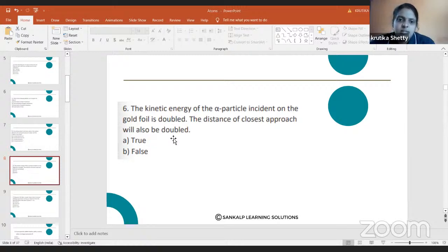Yes, Harshita is right. Purvi, Varun, yes. Correct, correct. This option B is false. When the kinetic energy is becoming double, the distance of closest approach is becoming half actually. It is not becoming double.